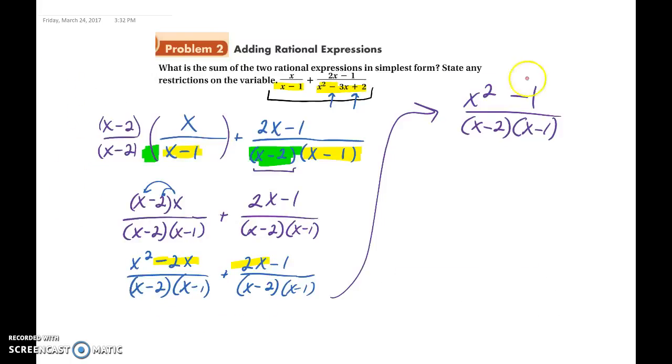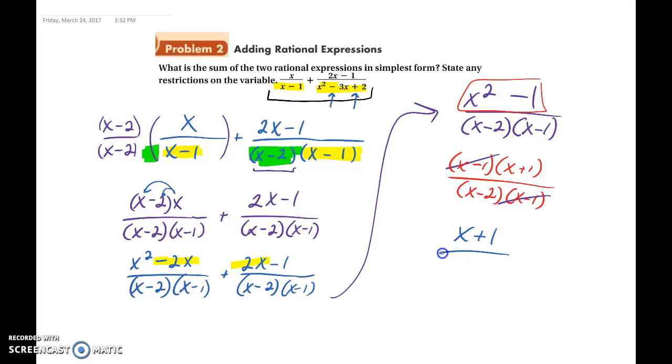Since x squared minus 1 can factor, we will factor it as x minus 1 times x plus 1, and that will be over x minus 2 times x minus 1. The x minus 1s can cancel out, and now we're just left with x plus 1 over x minus 2. That will be our answer. That is adding those rational expressions together.